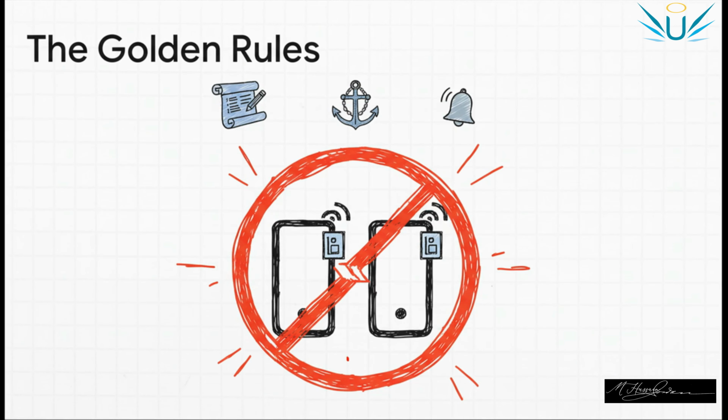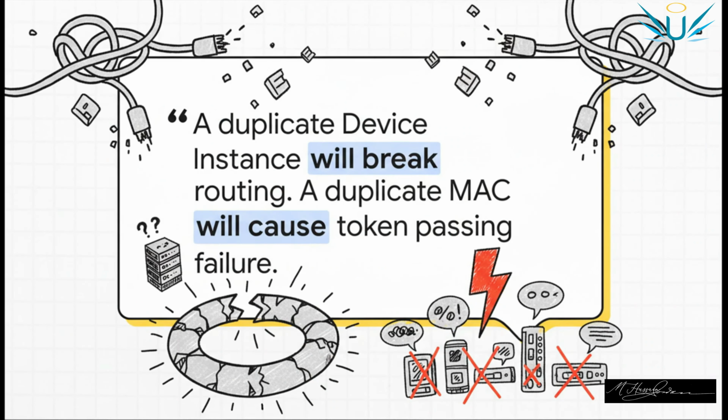And that brings us to the golden rules of BACnet. Now, planning and documenting your addresses is huge, for sure. But listen up, because these last two are the absolute deal breakers. The two cardinal sins. You can never, ever have a duplicate device instance number anywhere in the whole system. And you can never, ever have a duplicate MAC address on the same network segment. Period.